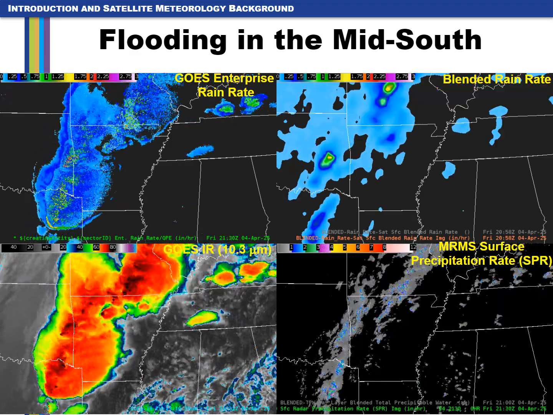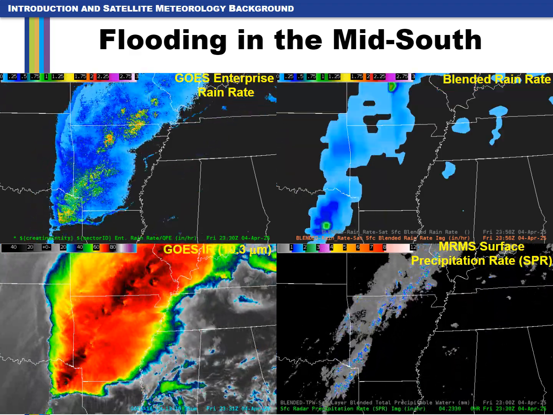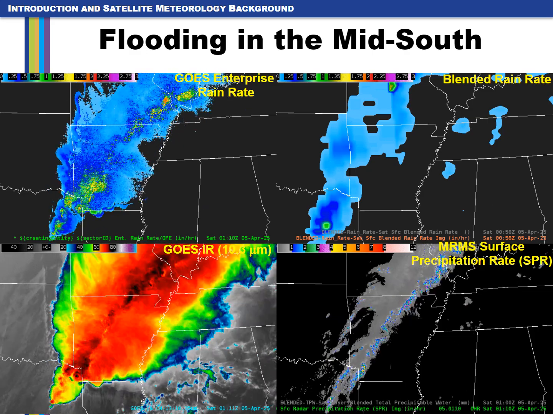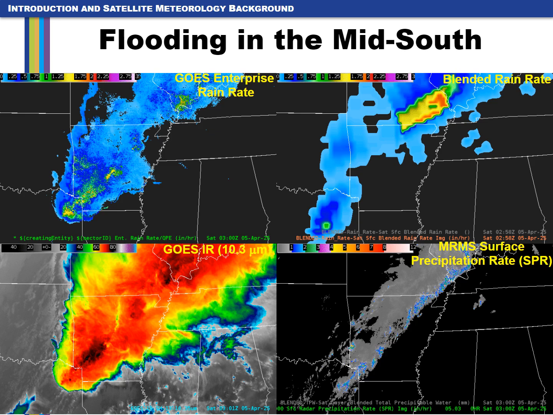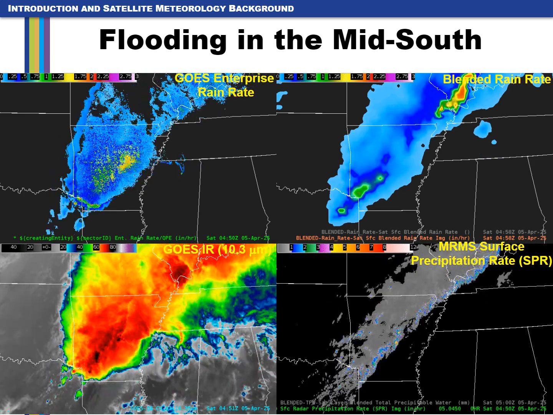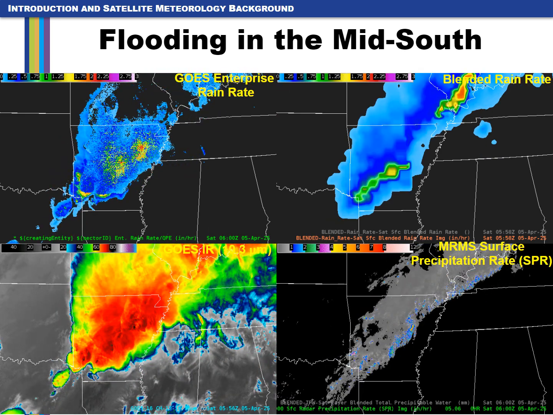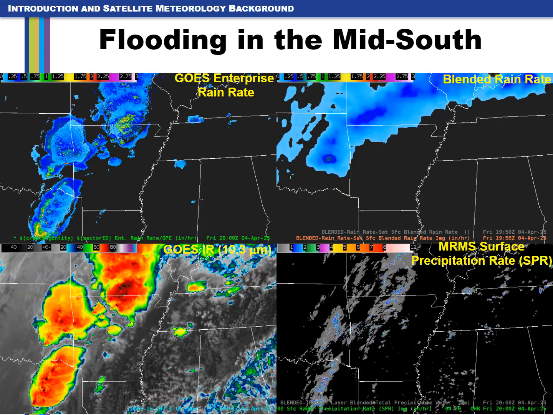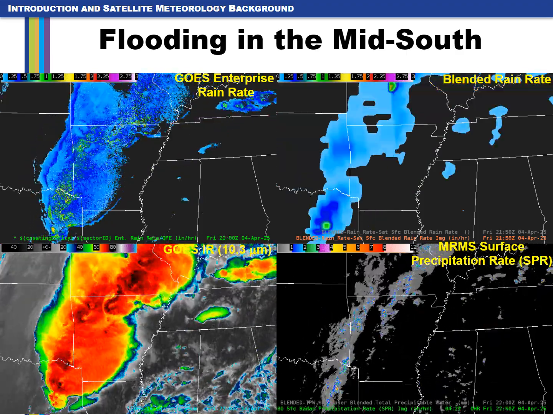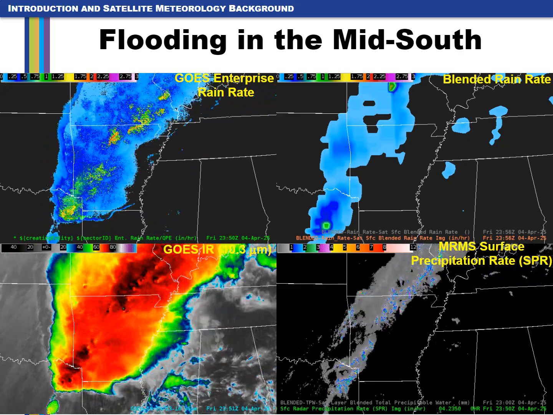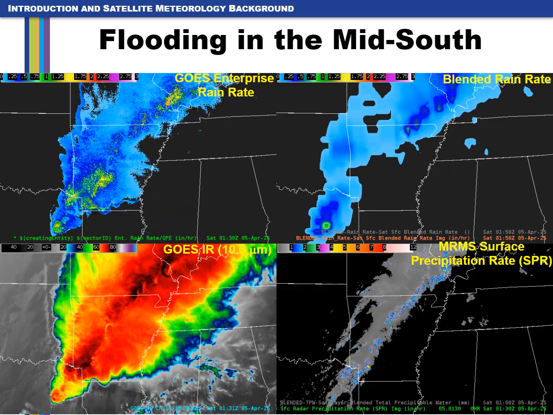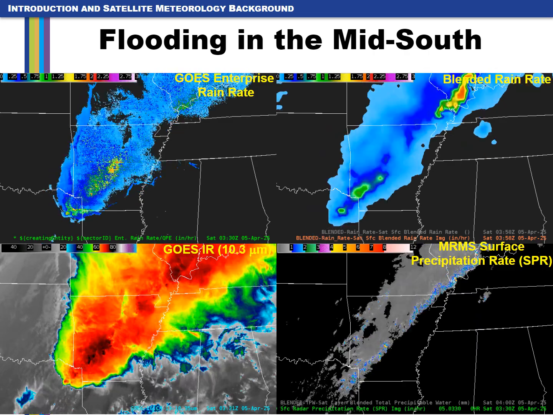Ideally, you would want to look at the Enterprise rain rate product in tandem with other datasets, since there are strengths and weaknesses of each data type that can give the best possible analysis when used in combination. Of course, over the CONUS, radar data offers high-quality rain rate data, but if the radar data is unavailable for whatever reason, the GOES Enterprise rain rate product is available.